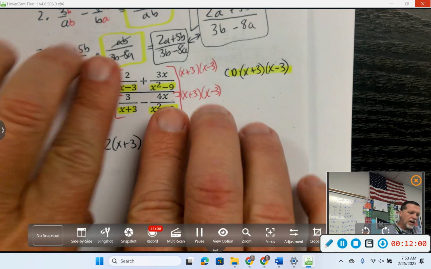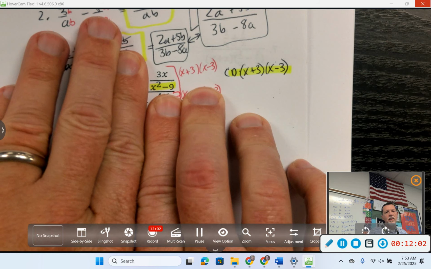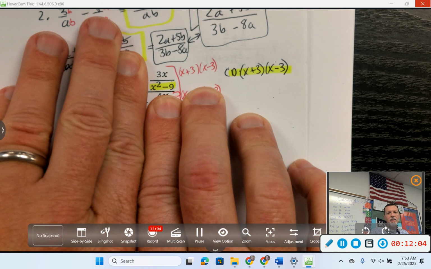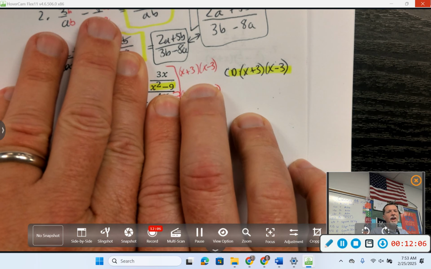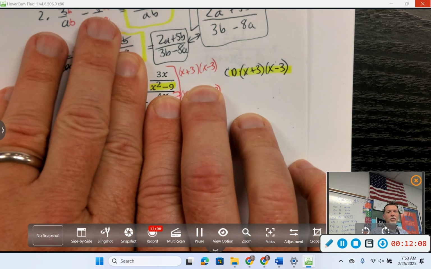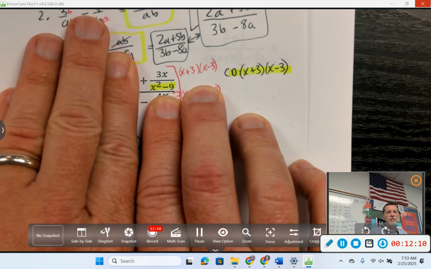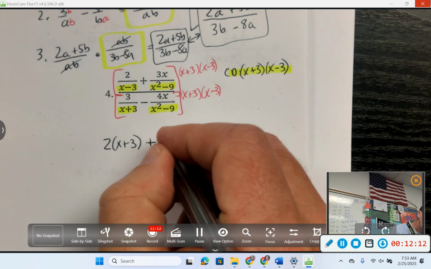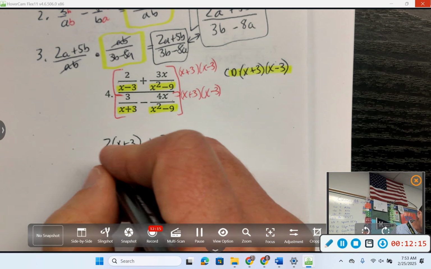On the top right fraction, what cancels? Yeah, the other way, everything. And so what's left? Yeah, plus 3x. And now we've fixed the entire top.